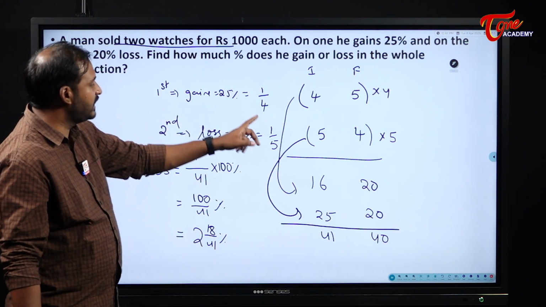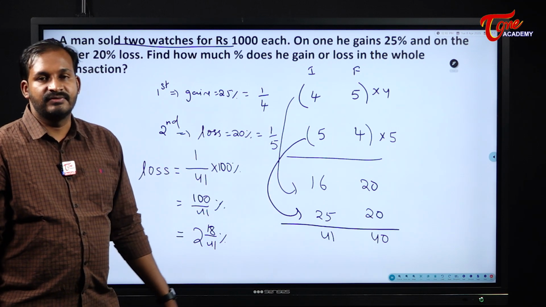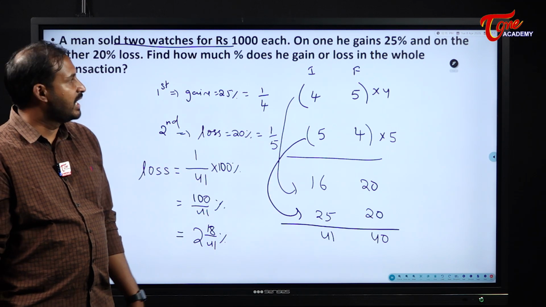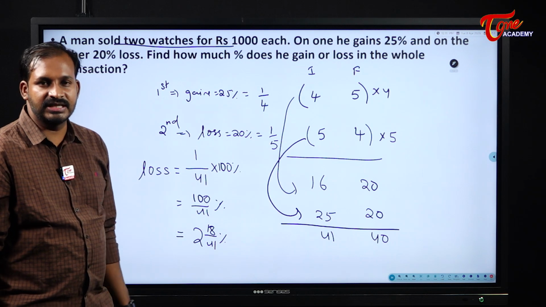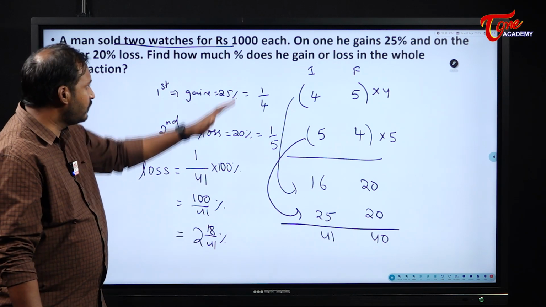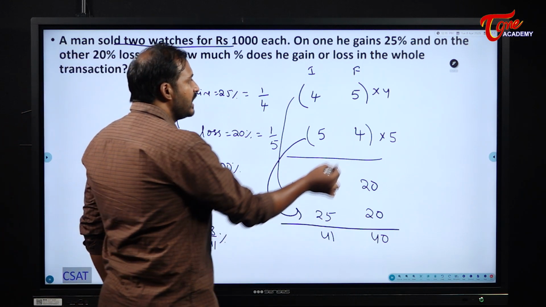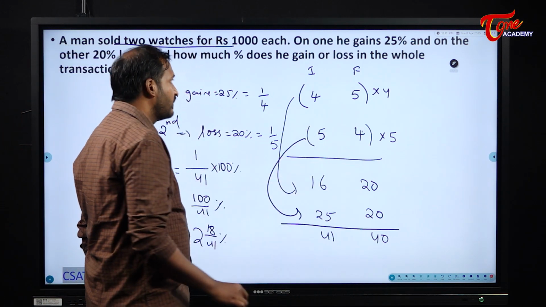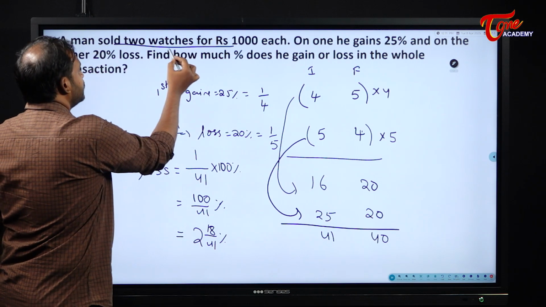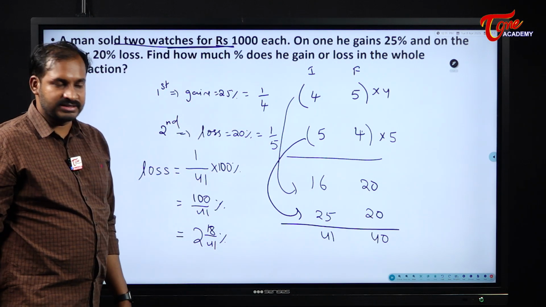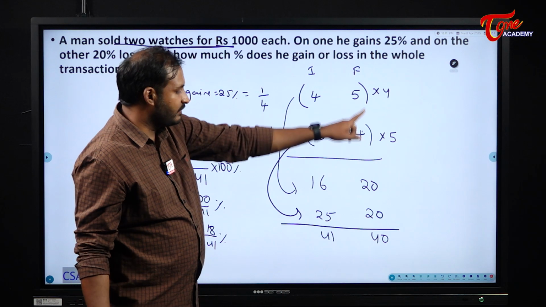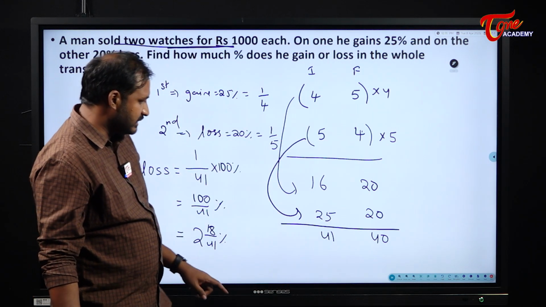If you know the simple shortcut method, it is very easy to write the answer. And there is no need for this 1000 rupees. That is given just for namesake. Without the help of that 1000 rupees, we can solve. What I have done here is very simple. I have equalized the selling price. Why? Because both the watches were sold for the same price, 1000 rupees. So, first equalize the final price, and very easily you will get the answer.